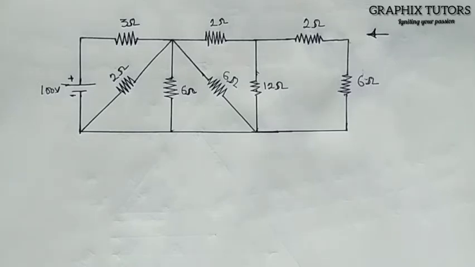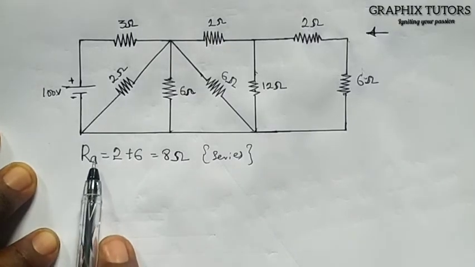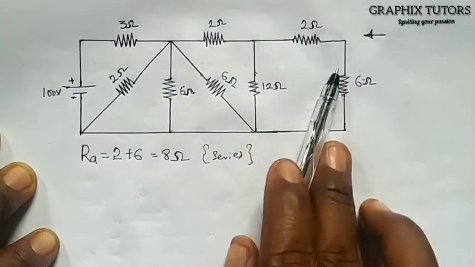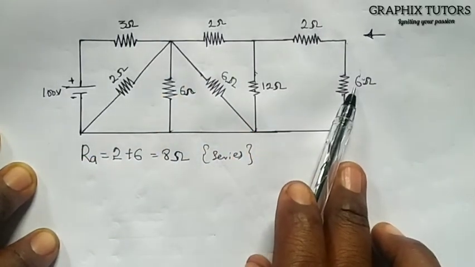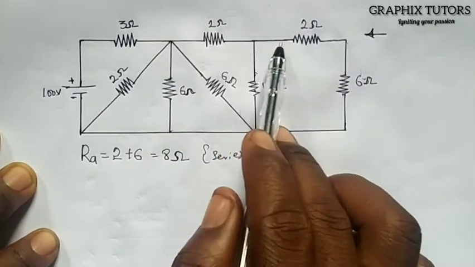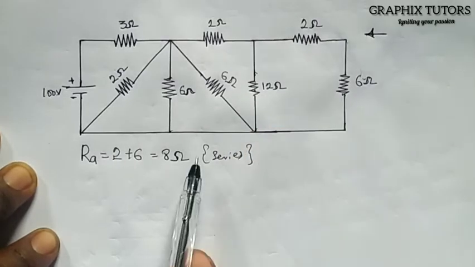So this is what I'll be having. I represent this with RA because I still have other resistors here. So I represent these two just with RA. I'm adding 6 and 2 because they're in series, just one string of wire connecting both of them together. So the same current is passing through them. So that is 8 ohms.